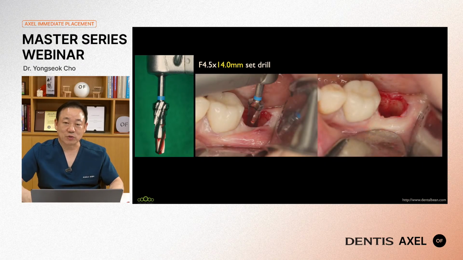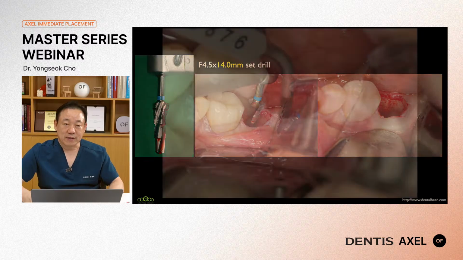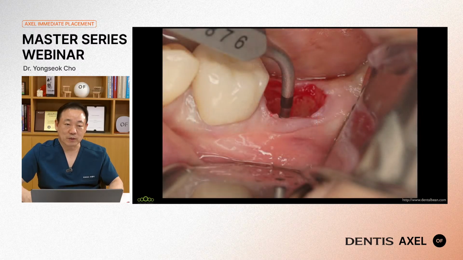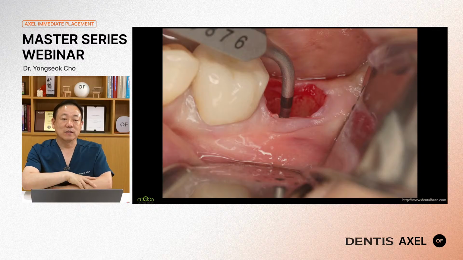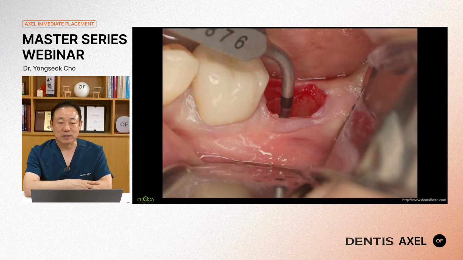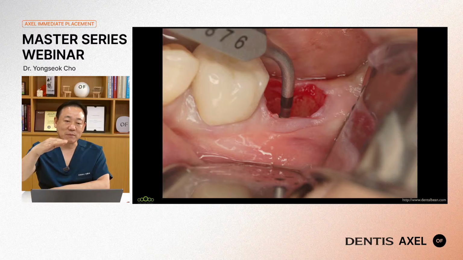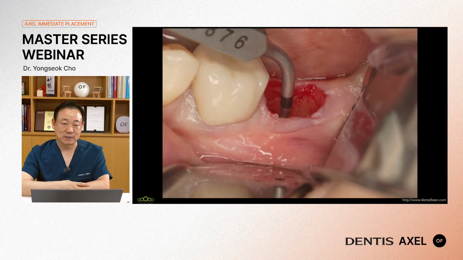After finishing the osteotomy, I check the depth of the osteotomy hole. This process is really important when you do immediate implant placement. How long an implant are you going to place during the immediate implant surgery? Think about the final depth of the implant. My implant must be positioned minimum 5 mm from the buccal gingival margin.